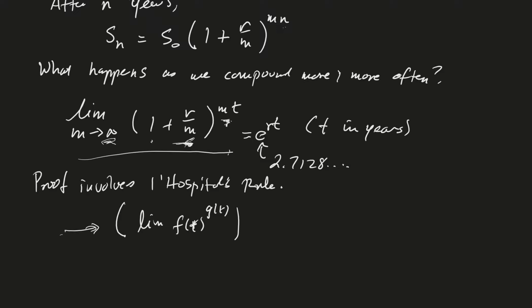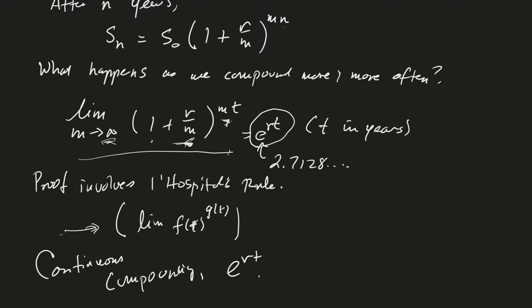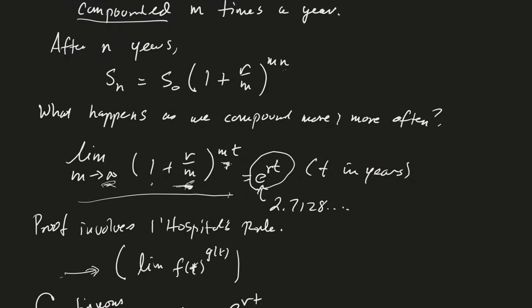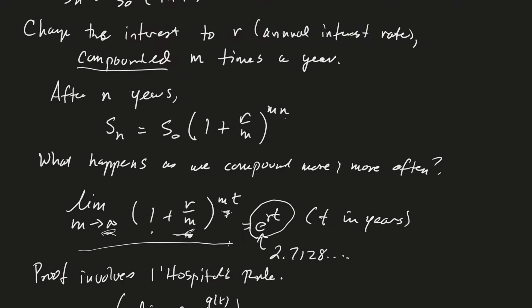Okay. But for us, let's go ahead and just assume that for continuous compounding, we end up with the exponential function. And by the way, while I'm at this, why does the number e show up in nature so often?